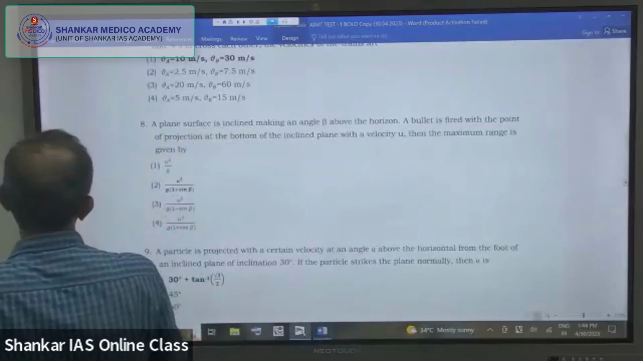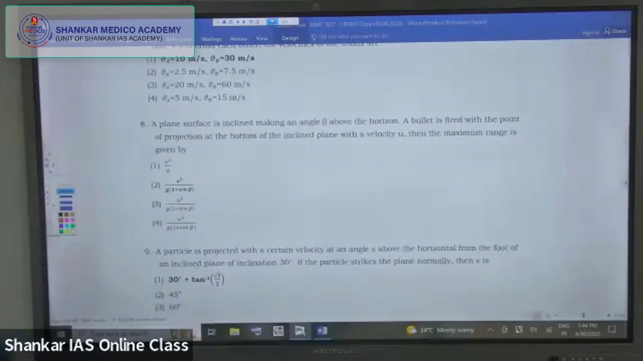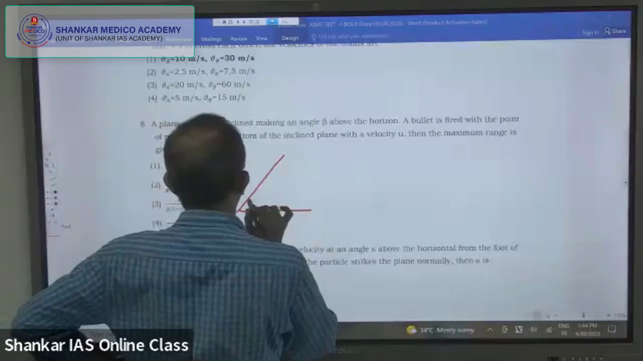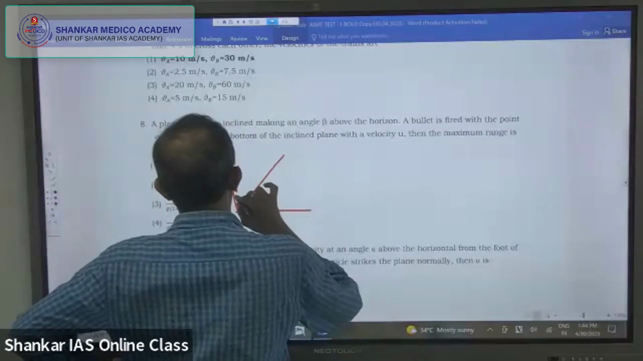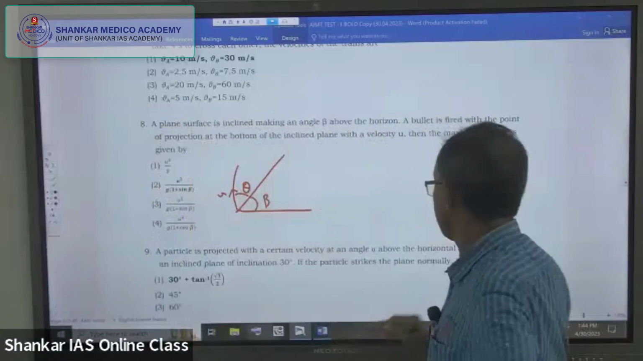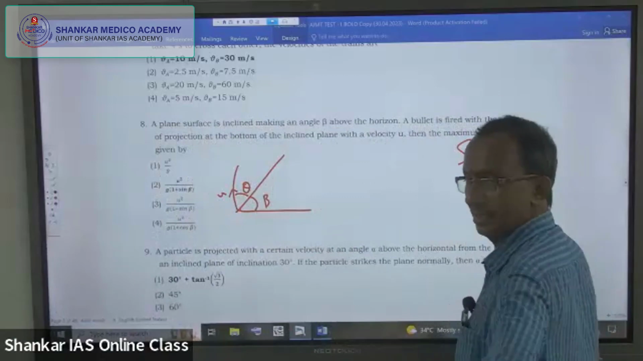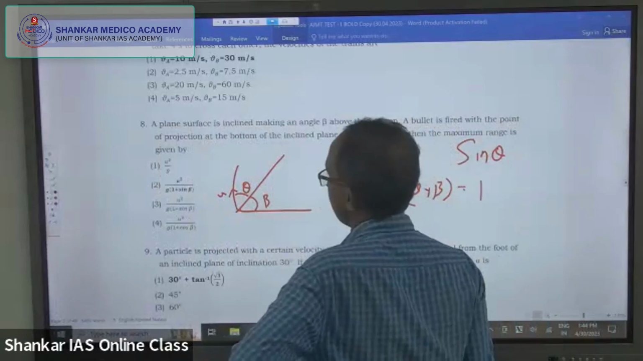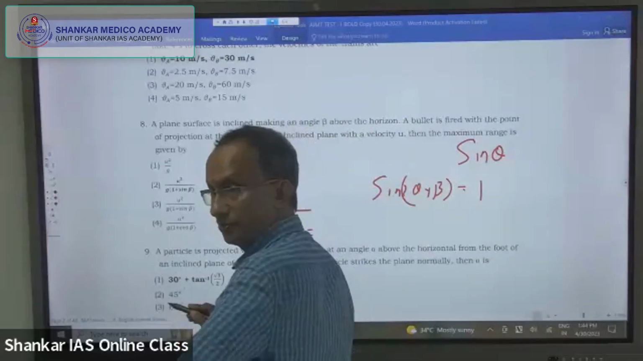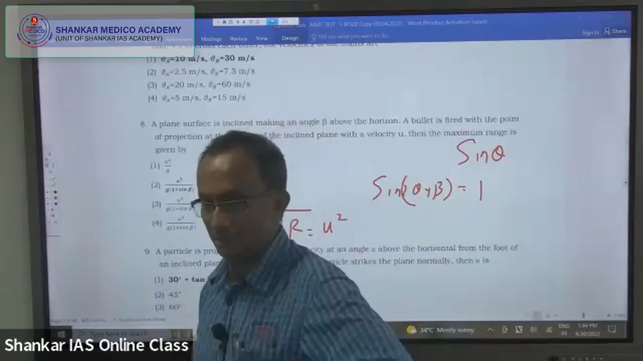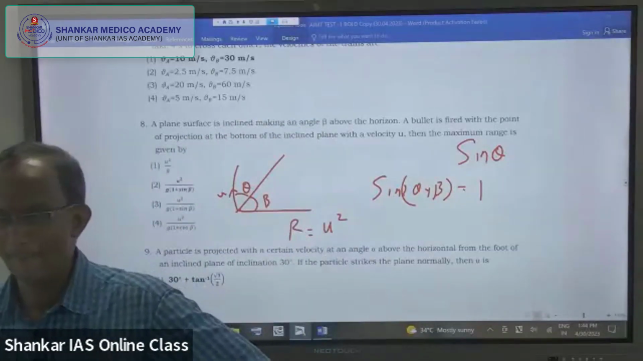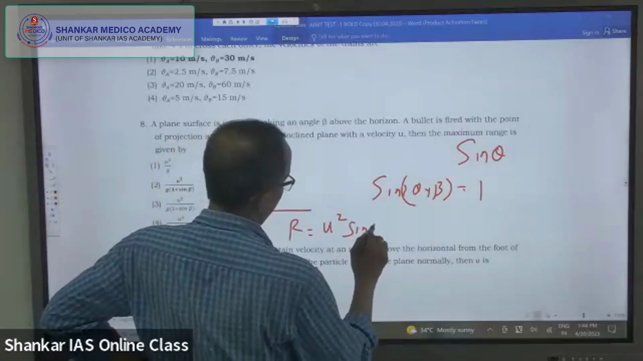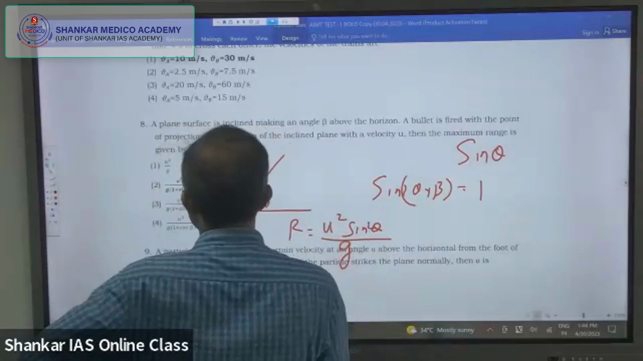See here, for maximum range, what is the condition for a projectile? Here in this case, it is like this. This is beta. This u is projected at an angle theta. Maximum range is obtained when sine 2 theta, sine theta and sine 90 minus theta, like you studied. So here it will be sine 2 theta plus beta equals 1. Then the range equation is u square sine 2 theta by g. Substitute this, you'll get the answer as 2.